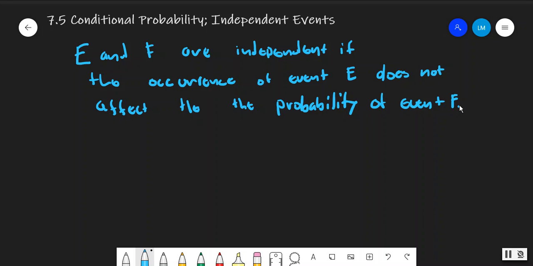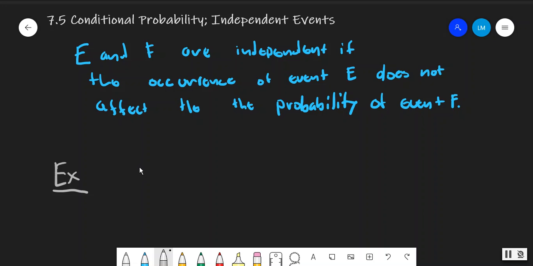Similarly, we would say that events E and F are dependent if the occurrence of event E in a given probability experiment affects the probability of event F. Now, we can consider a particular example.